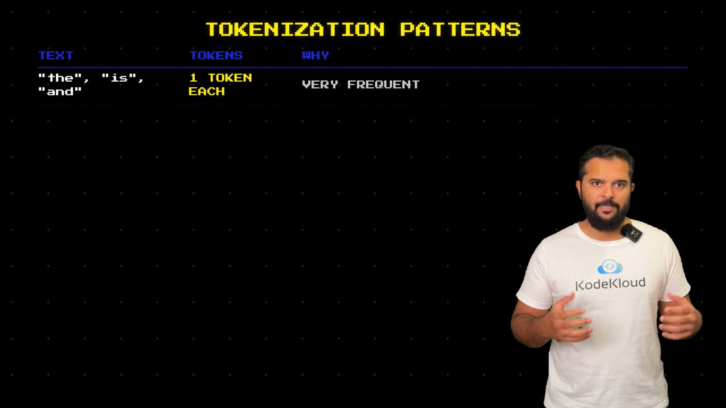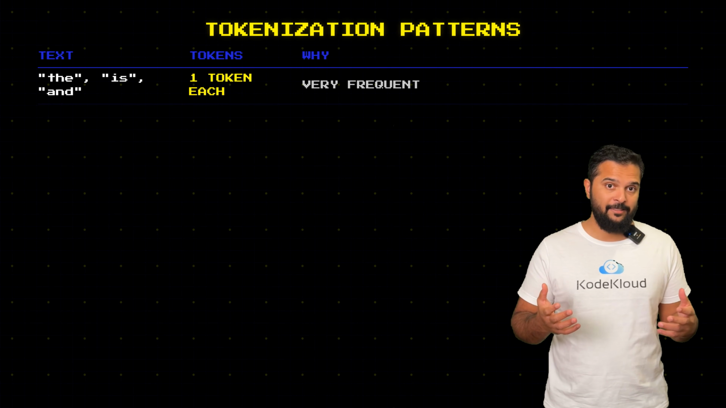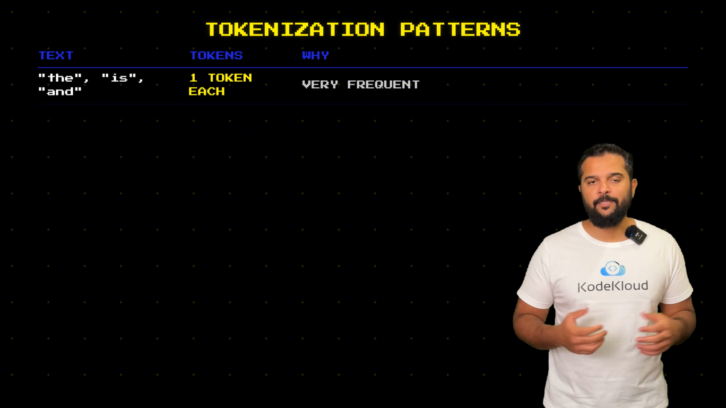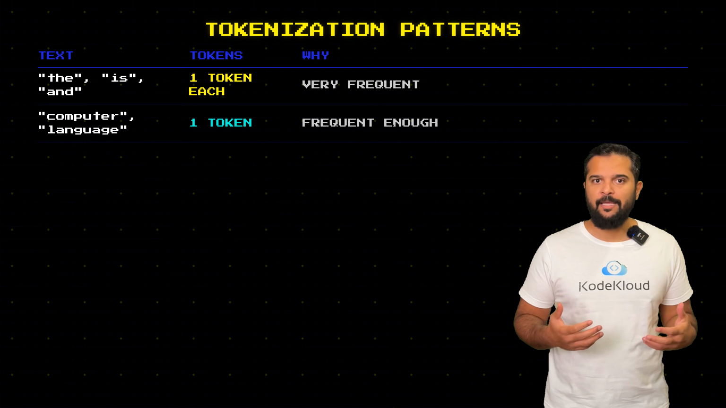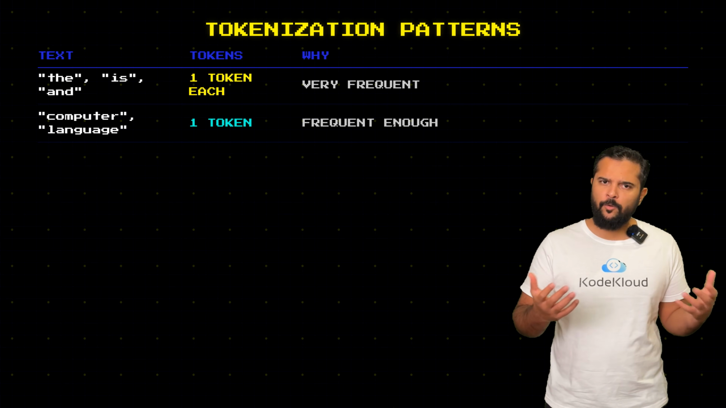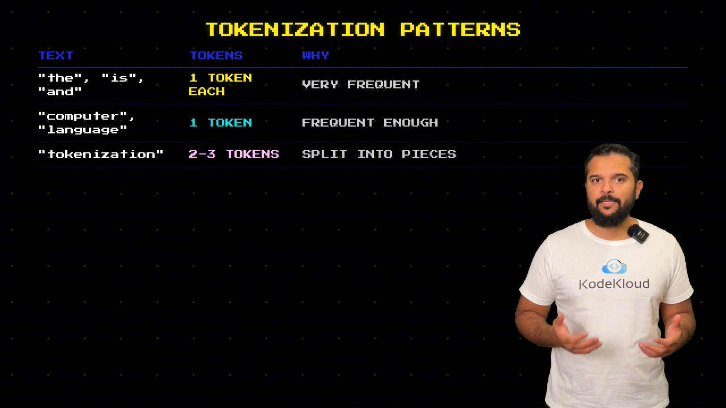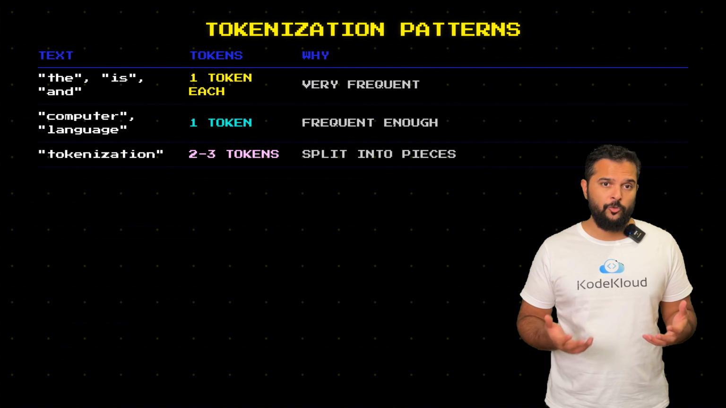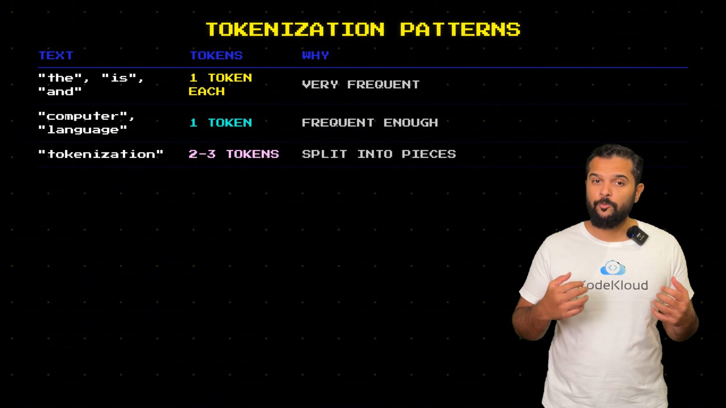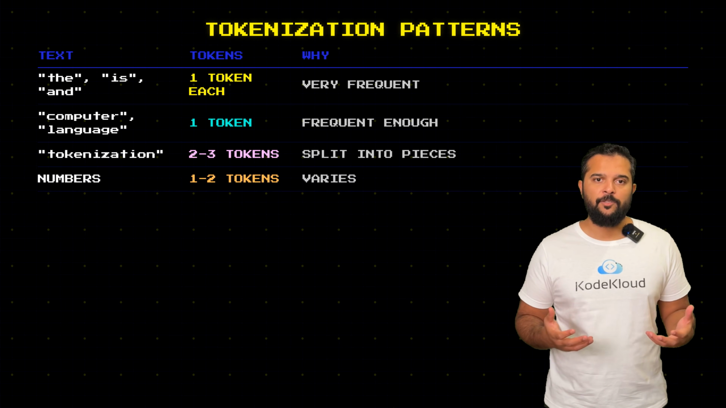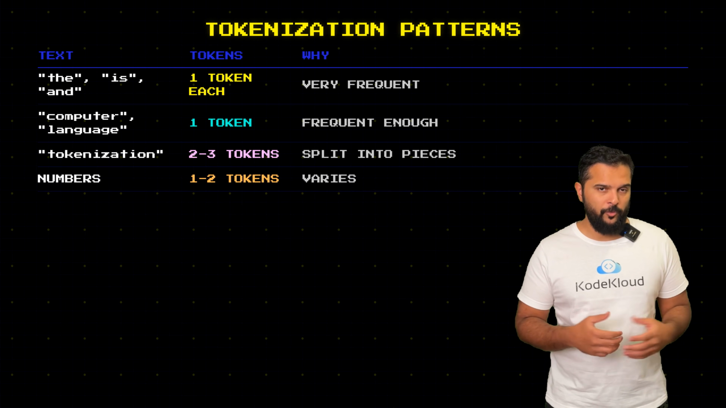Common short words like the, is, and are each one token. They're extremely frequent in training data. Common longer words like computer and language also get their own single token because they appear often enough. Uncommon words like tokenization get split into 2 or 3 tokens, broken into known subpieces. Numbers vary by tokenizer and might be 1 or 2 tokens.